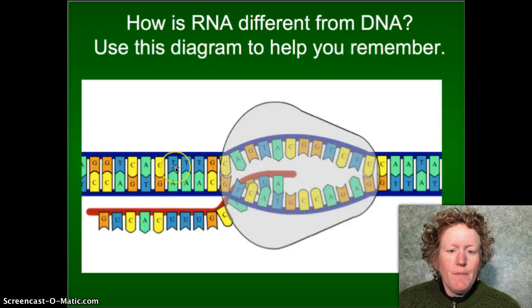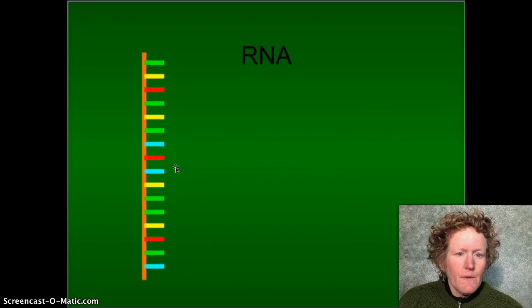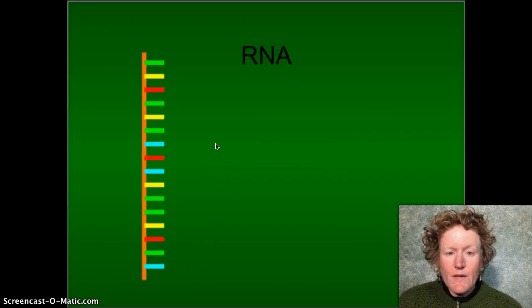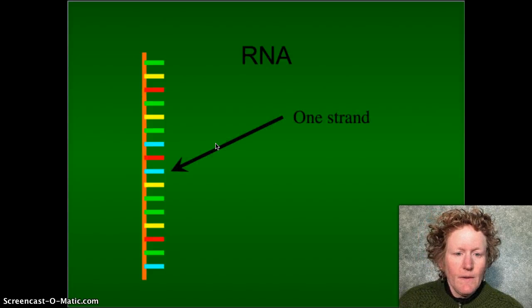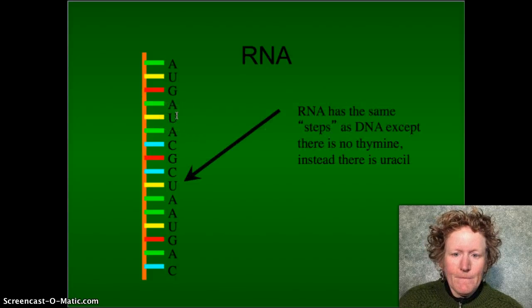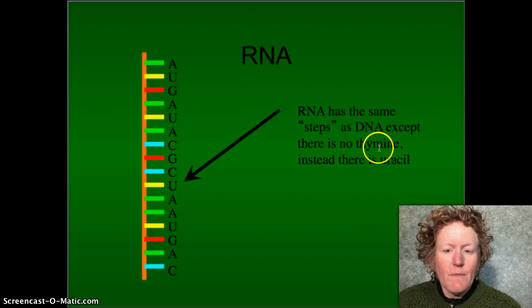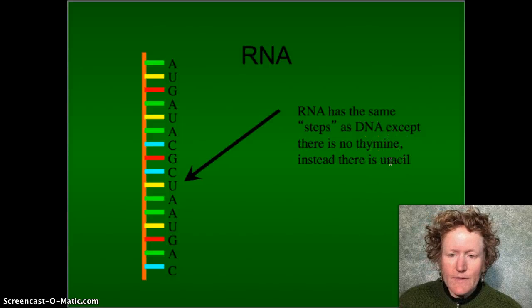See if you can pick out a couple important differences in this diagram. Or this diagram. Here's a really simplified picture of RNA. It has one strand. There's no T, there's a U instead. It has the same steps as DNA, but remember, there's no thymine, there's no T, there's uracil, U instead.